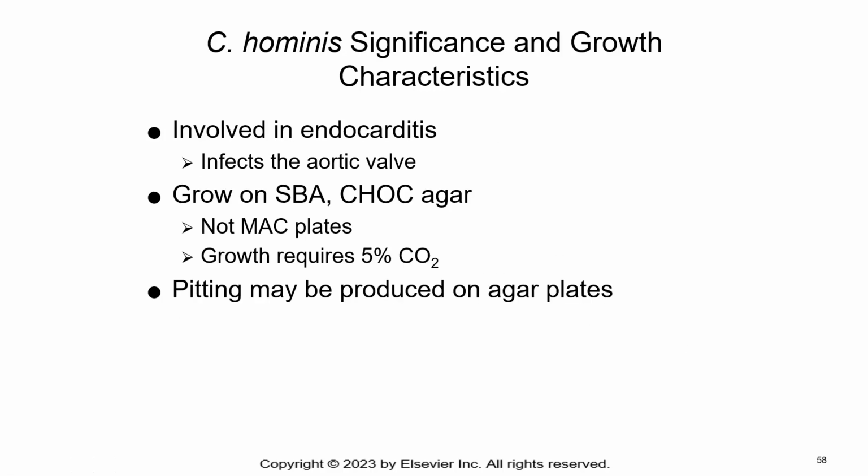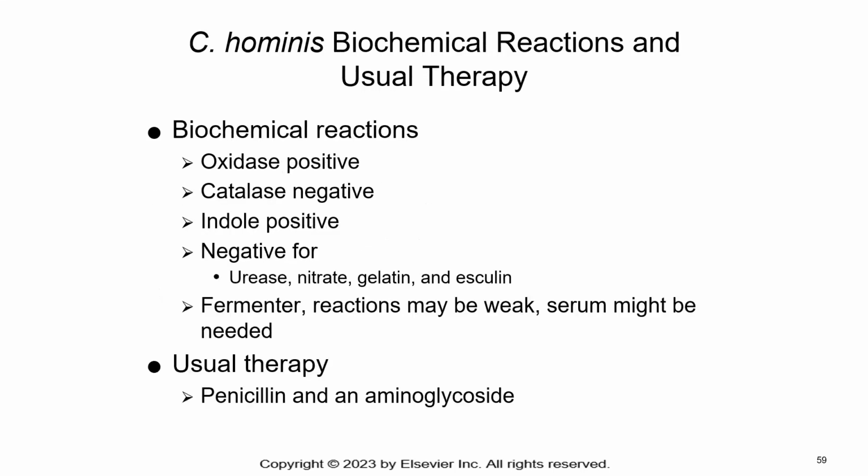Involved in endocarditis, it affects the aortic valve. Growth on SBA and chocolate, not on MacConkey, and requires CO2. Pitting may be produced on agar plates. Some biochemical reactions are listed, and the usual therapy would be penicillin and an aminoglycoside.